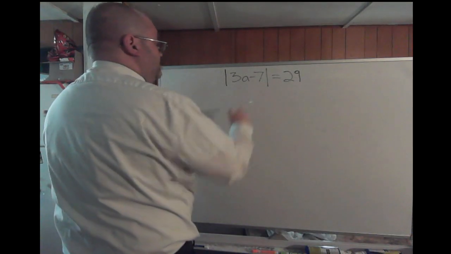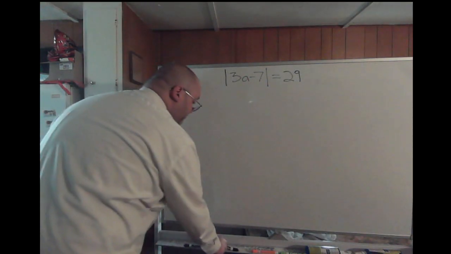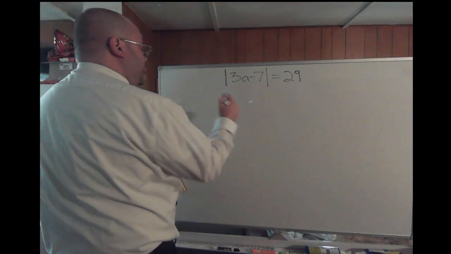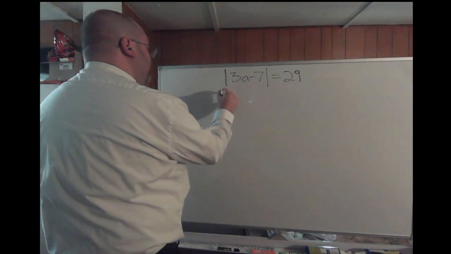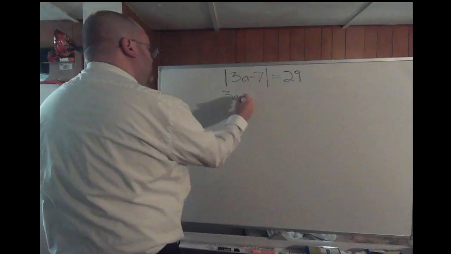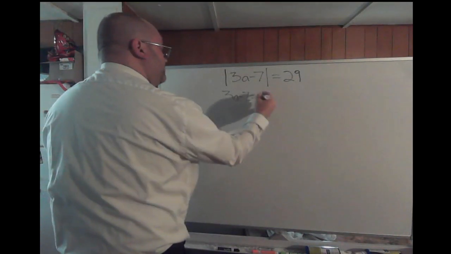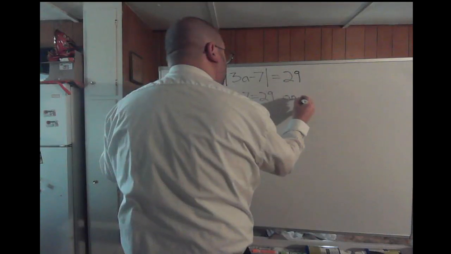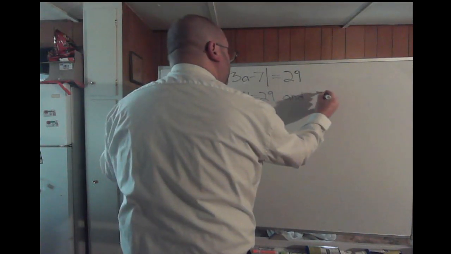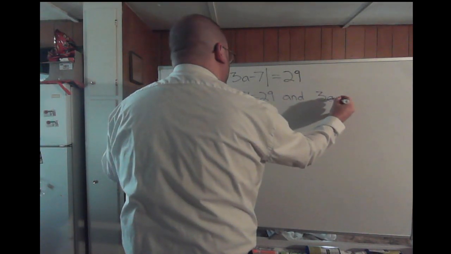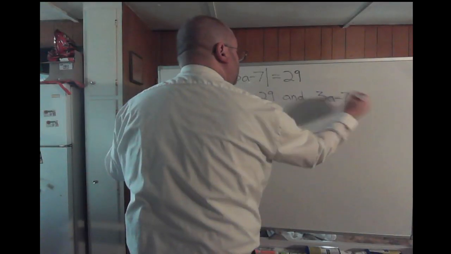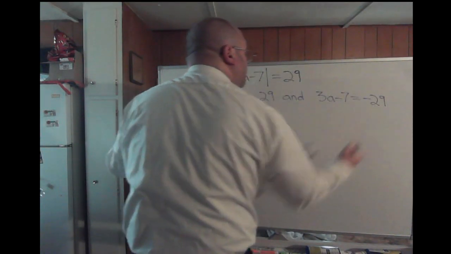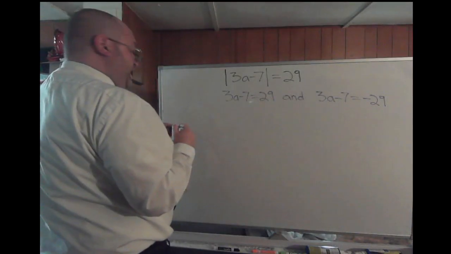Alright, so we have the absolute value of 3a minus 7. That's set equal to 29. So once again, you'll take your 3a minus 7. You'll set that equal to the 29. And then you'll also have the 3a minus 7, that'll be equal to negative 29.